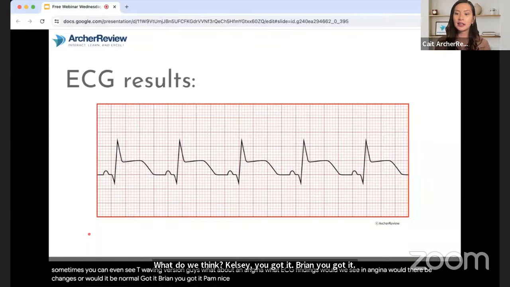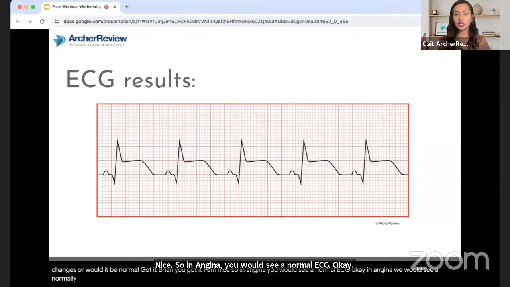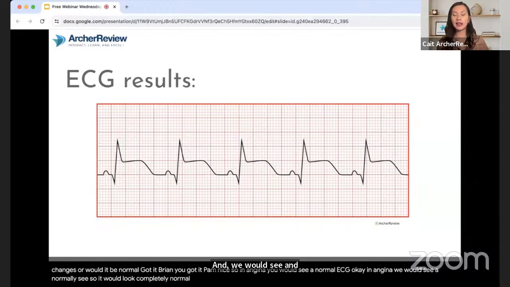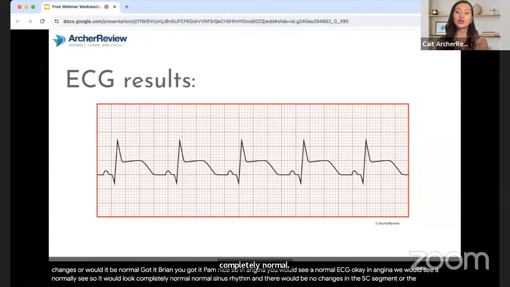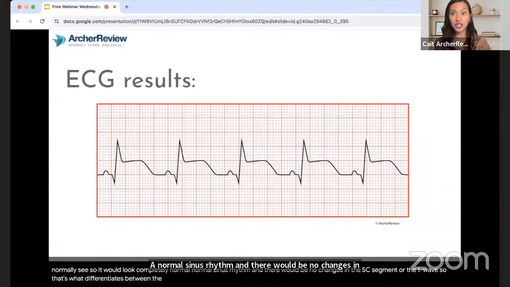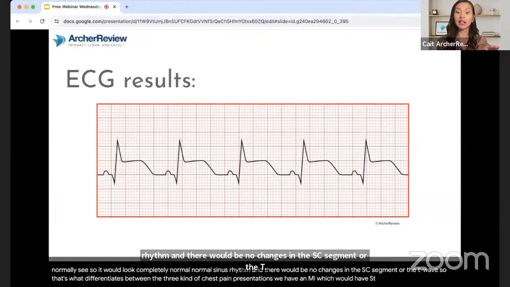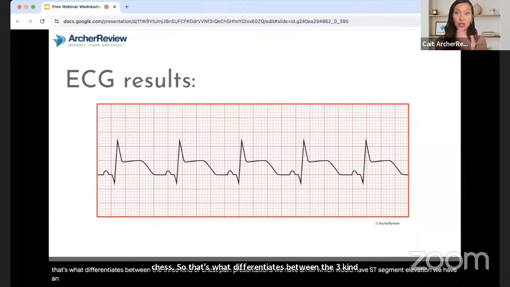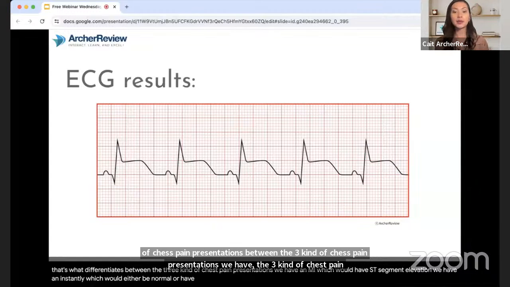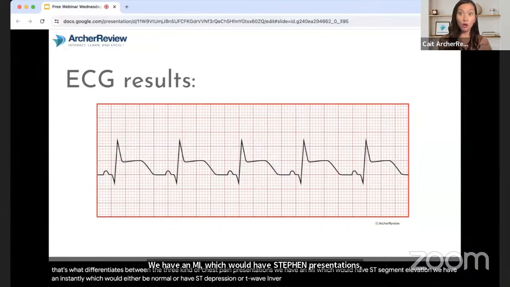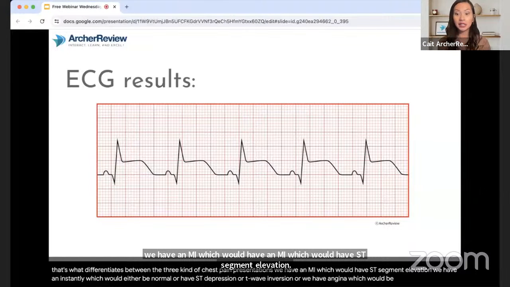nice. So in angina, you would see a normal ECG, okay? In angina, we would see a normal ECG. So it would look completely normal, normal sinus rhythm, and there would be no changes in the ST segment or the T wave. So that's what differentiates between the three kinds of chest pain presentations. We have an MI, which would have ST segment elevation. We have an NSTEMI, which would either be normal or have ST depression or T wave inversion, or we have angina, which would be completely normal.